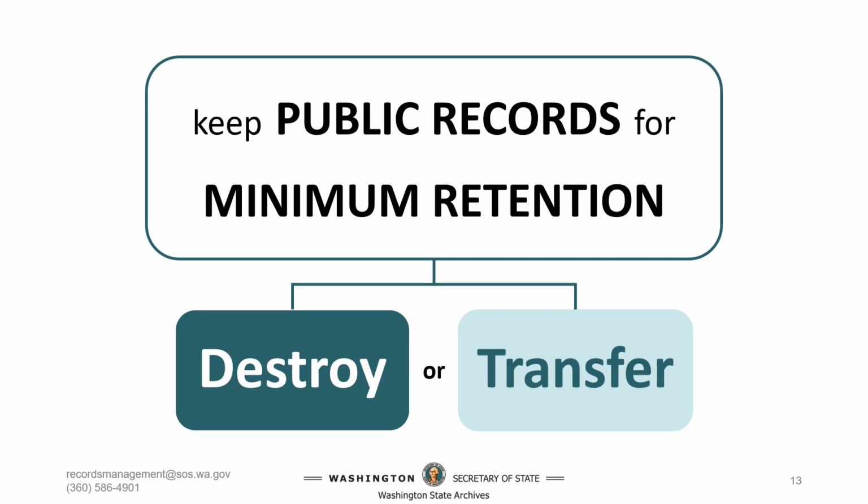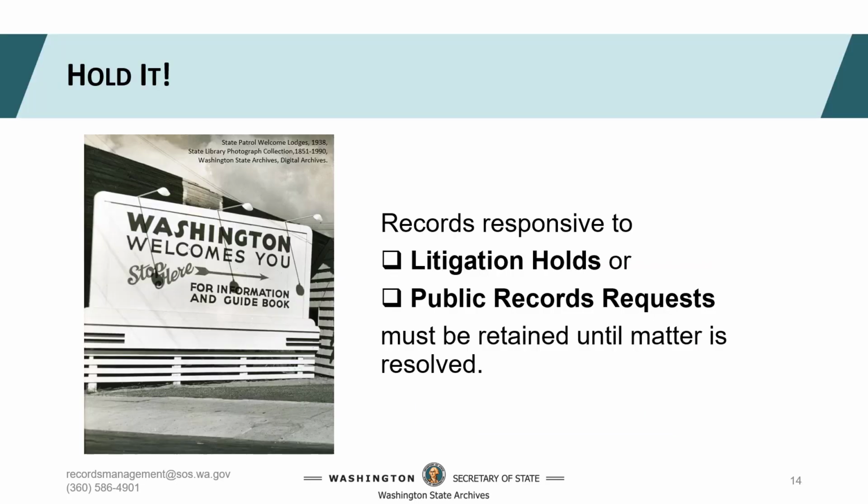You can't transfer records to an individual, a library, a historical society, or anything like that, and you can't allow staff to keep records as personal possessions. Agencies can choose to hold on to records past retention for a variety of different reasons, but there are a couple of situations where you would absolutely need to hang on to your records past their minimum retention. One is in the case of a litigation hold. If there's a lawsuit pending or ongoing, and you have records that are responsive to that litigation, you would need to keep those records until the litigation has been resolved or the hold is lifted.